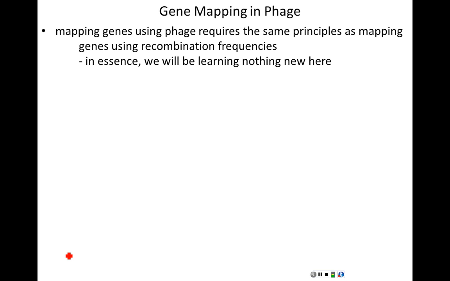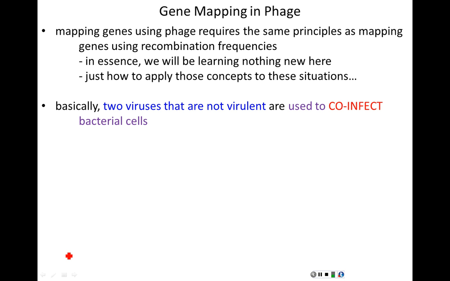In essence, gene mapping in phage is due to recombination events. And so all that we learned about recombination frequencies and crossing over events will apply to everything we're going to talk about here. In essence, we're not going to be learning anything new in these slides. We're just going to be reapplying that information in a new and novel way.